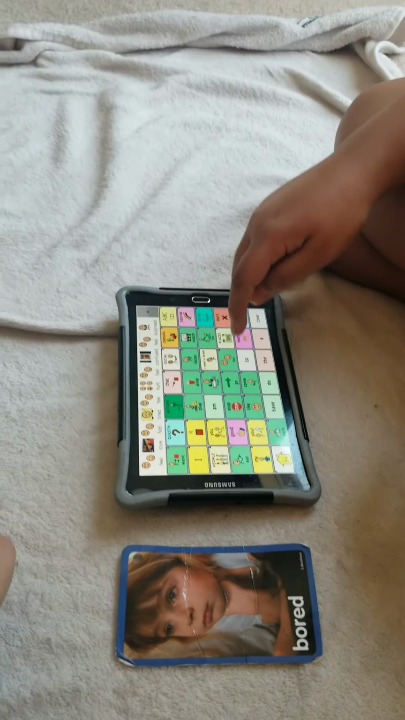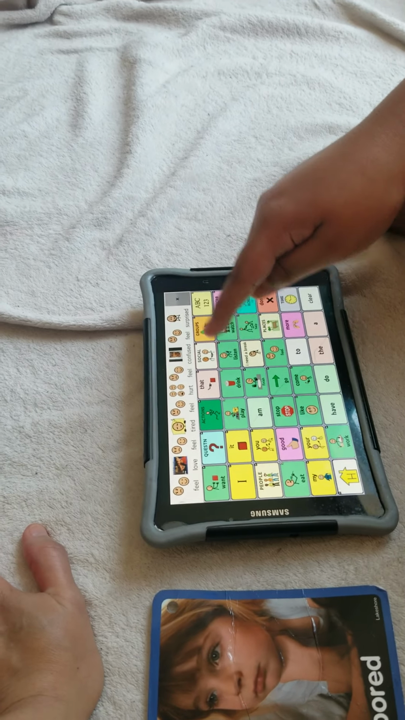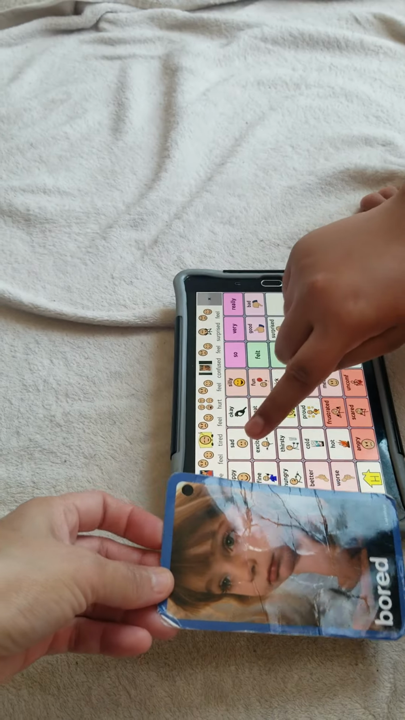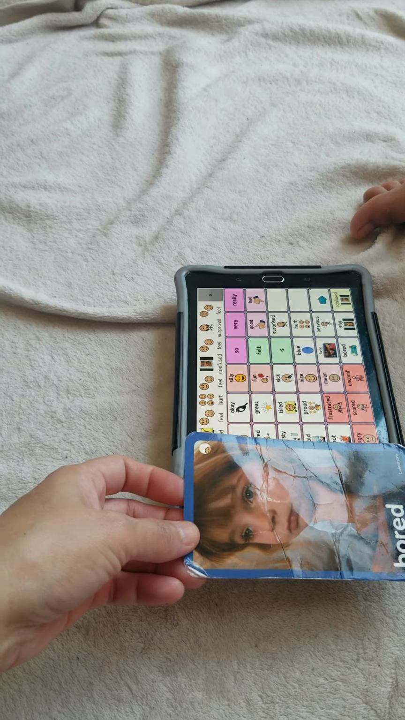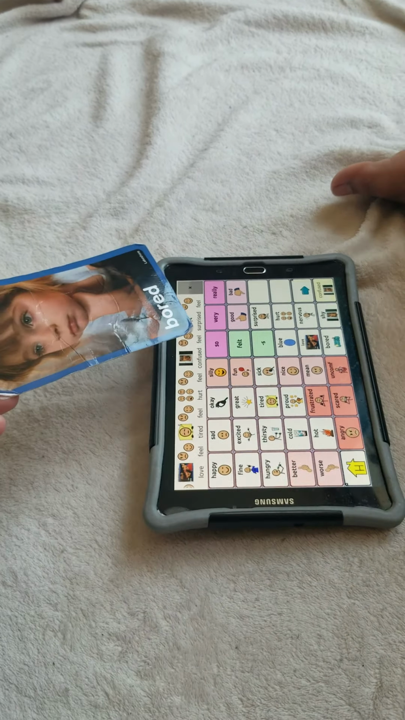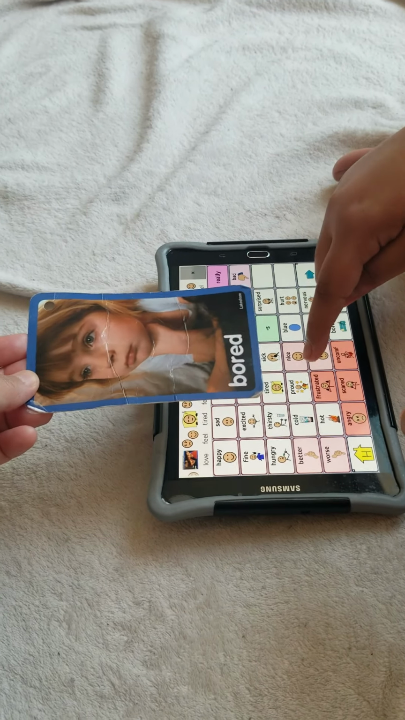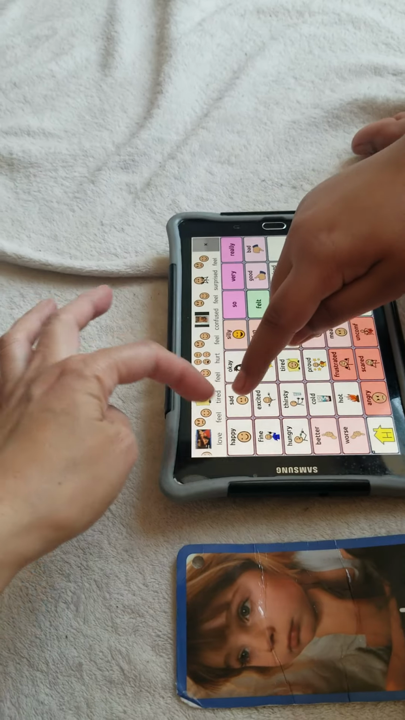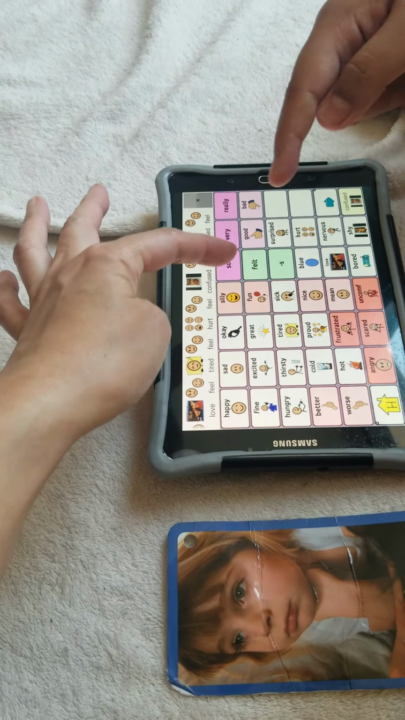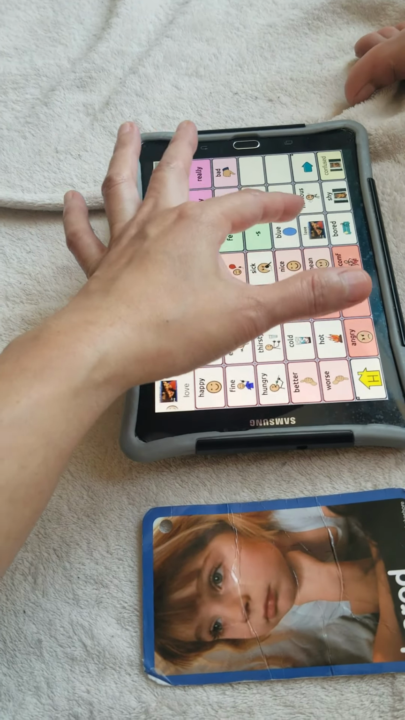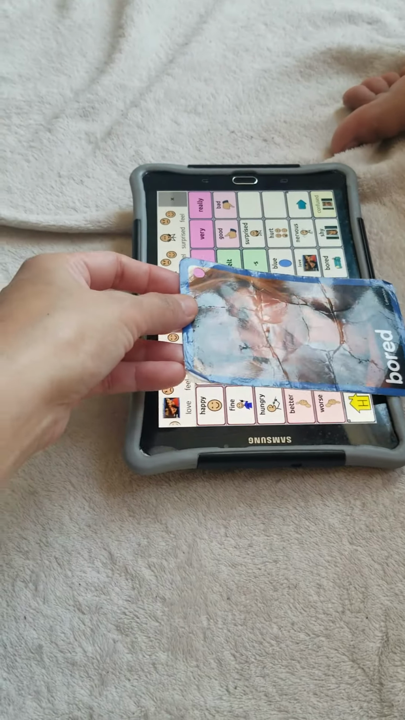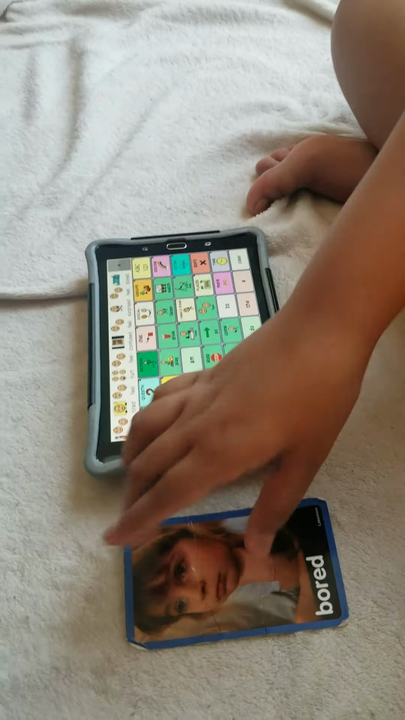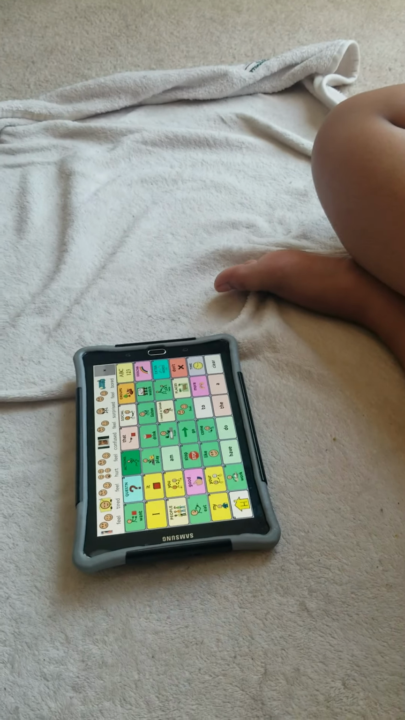How about this girl? What do you think she's feeling, Keshav? Go to feel. Feel. Does she look like she's bored? Can you find bored? Does she look bored? No. Let me see. There's no bored there. Here, right there. Can you find bored over there? Right there. Bored. Yes, she is bored.